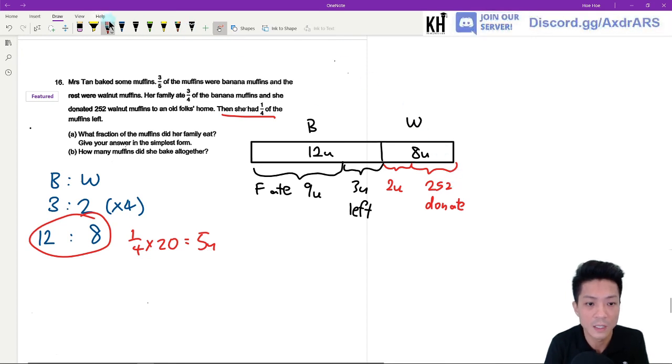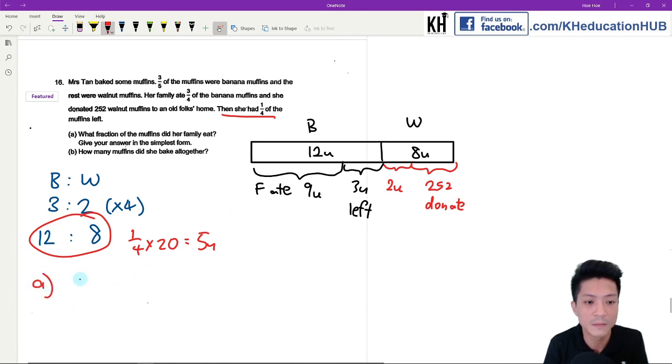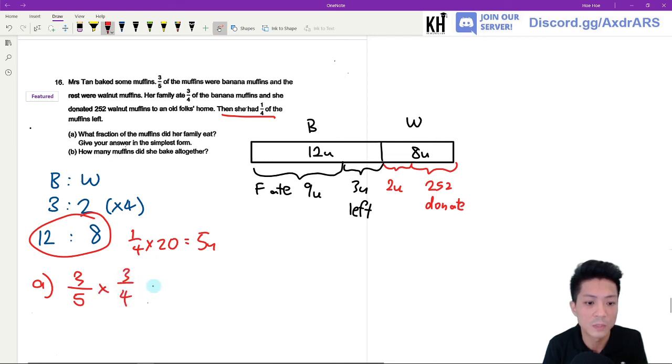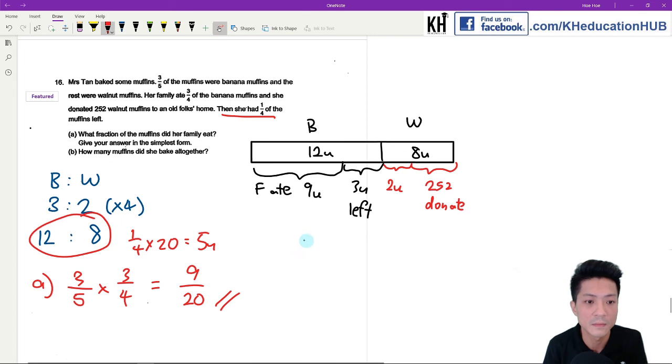Okay, so I haven't answered part A yet. Part A is asking what fraction of the muffins did her family eat? If you are familiar with the branching method for part A, banana muffins is 3/5, right? And the family ate 3/4 of the banana muffins. This will give me 9/20. This is the answer for part A.